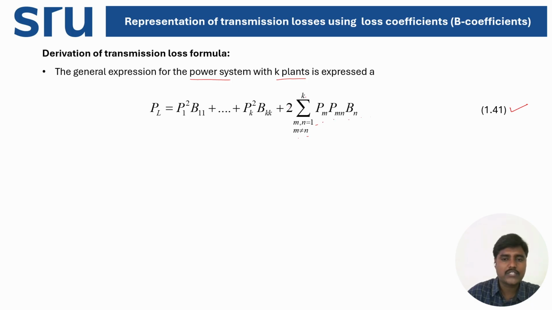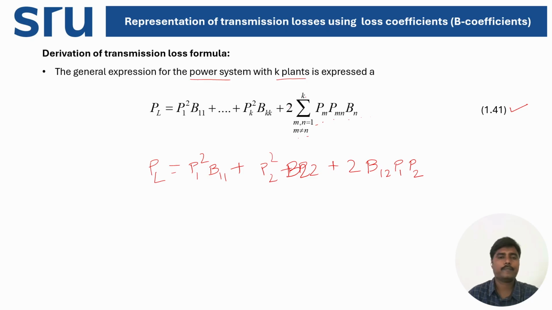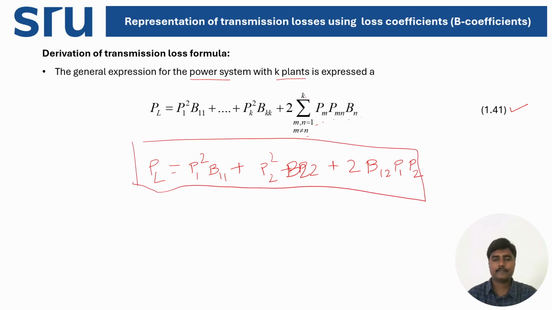So based on this generalized formula, you can write the equation for 2 units, as we derived in the previous slides. So PL is equal to P1 square B11 plus P2 square B22 plus 2 B12 P1 P2. This is the standard formula for transmission loss.